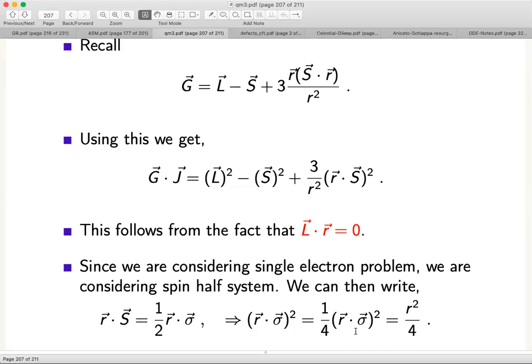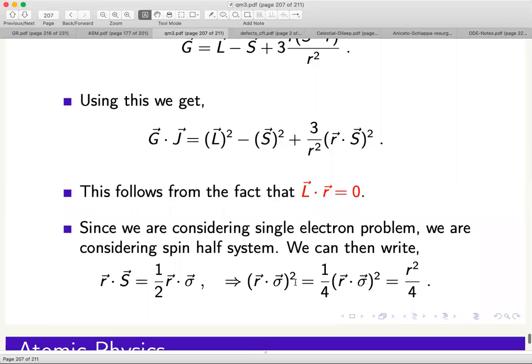When you take this product, you get sigma i times sigma j, which gives you delta ij plus i epsilon ijk sigma k. But that epsilon ijk term would give you a 0 answer, because epsilon ijk is antisymmetric in ij, but it is multiplied by ri rj, which is symmetric in ij. So only this term would survive. This should have been the R dot S squared piece. So we substitute this quantity up there, and you can see that the R squared will cancel out, and you get the answer 3/4.